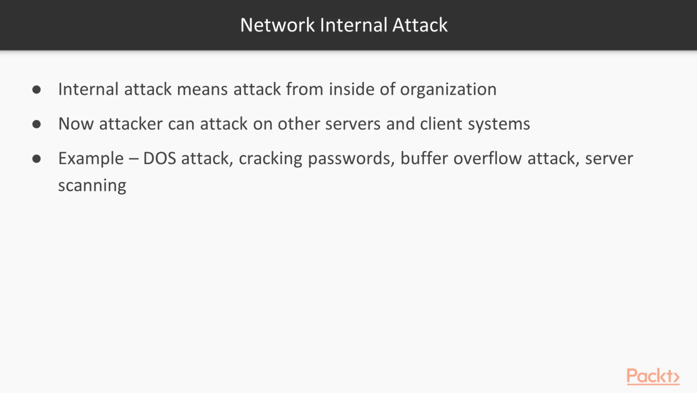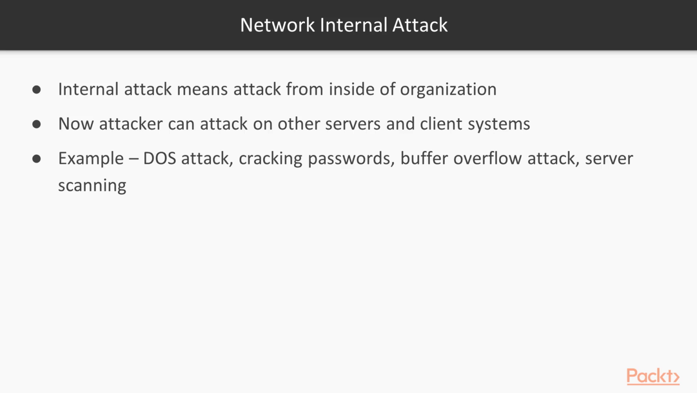External attack means when you are outside of the network, when you're trying to get inside the network, that is called external attack. Internal attack means when you are inside the network and you are trying to attack systems and servers inside the network. In the second point, it is written that now attacker can attack other services and client systems. When I'm inside your network or your organization, I can simply scan your entire network. I will find out the vulnerabilities inside it, and then I will use the appropriate exploit to penetrate your servers. It's easy to attack when you are inside the network.